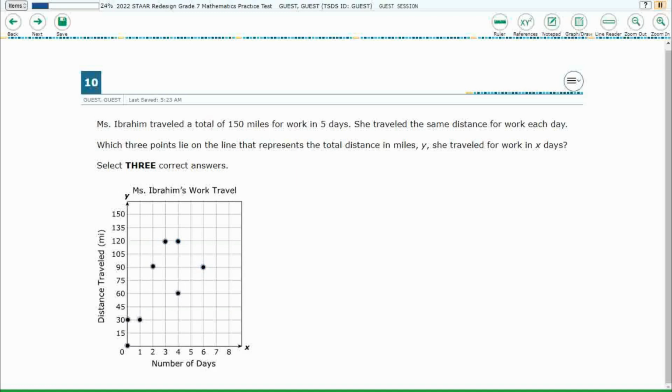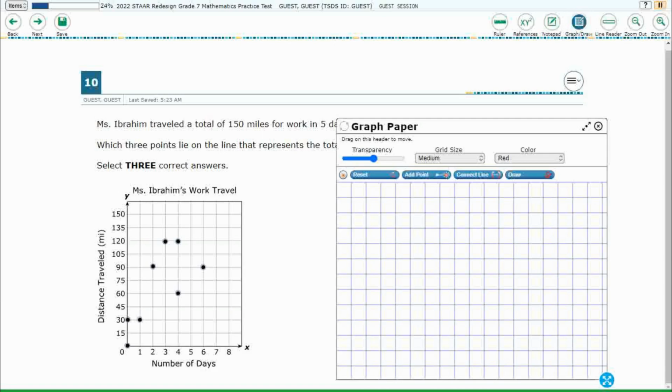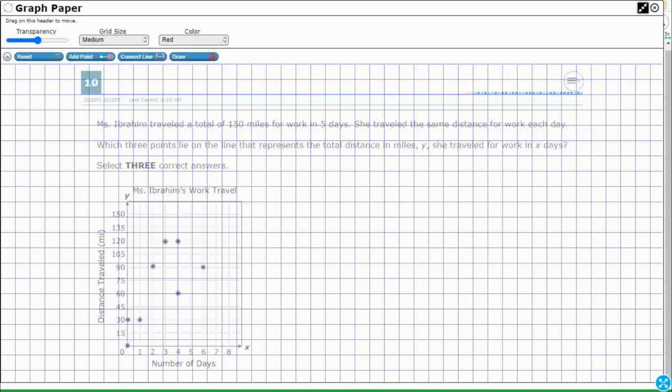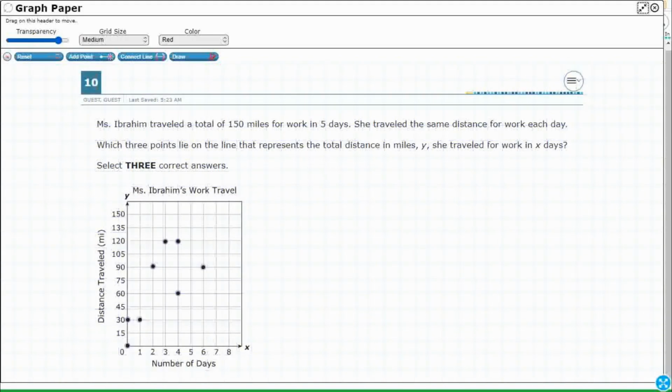Not 4, not 2. It's a 2-point problem. If you get all 3 correct, you get both points. If you only get 2 correct out of the 3, you get 1 point, and then 0 points if you get none of them correct or just 1 correct.